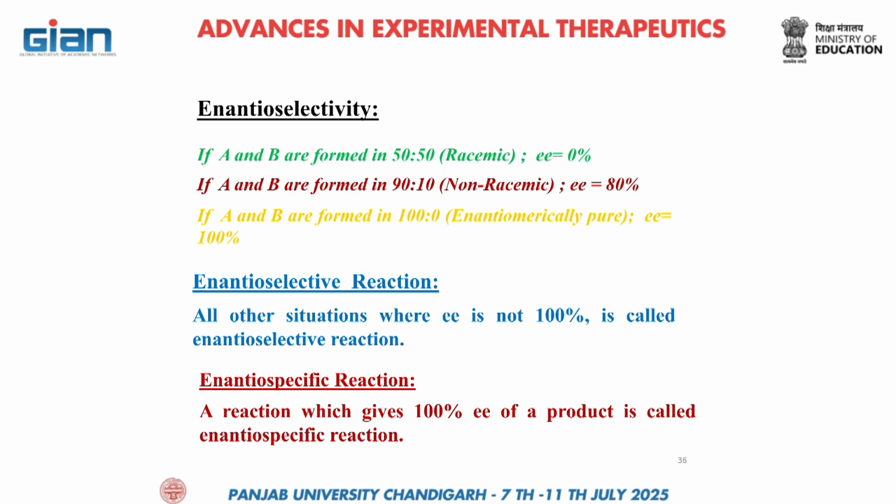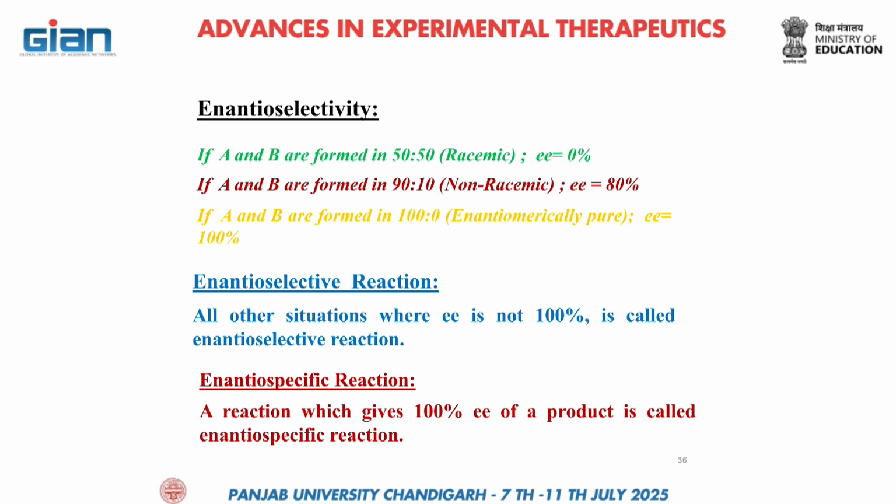But if you perform a reaction in which A is 100% and B is 0, then one enantiomer is formed in 100%, and the other is out of this system. If you get only one enantiomer, that is an enantiospecific reaction. But if one is 90 and the other is 10, then you call it an enantioselective reaction. So when any chiral reaction is performed, you have to explain it in such terminology.